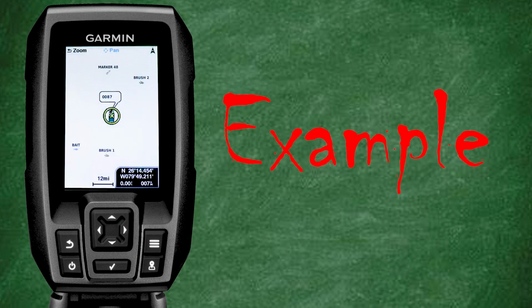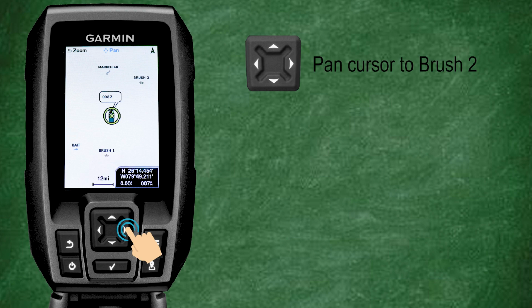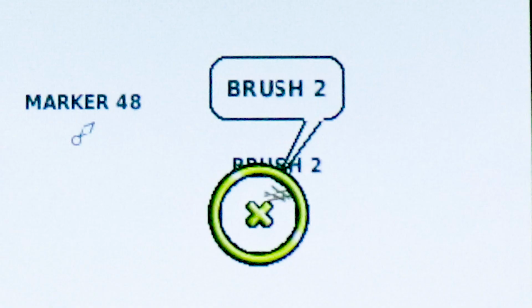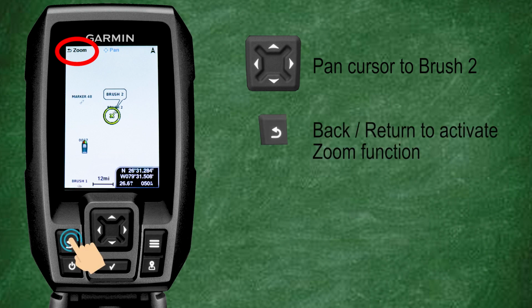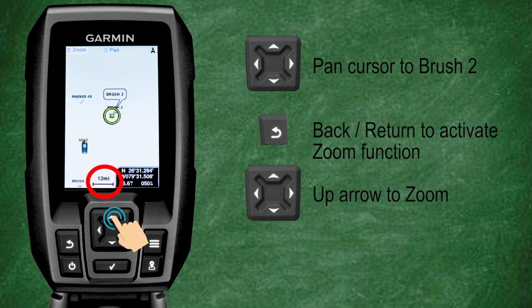Now I'm going to show you how the zoom and pan work together. Let's start by moving our cursor over to brush pile 2. And once our cursor is over brush pile 2, you'll see a notification. Now let's zoom in for a closer look at the brush pile 2 waypoint. You'll see that in order to zoom after using the pan feature, we'll need to press the back return button first. This will take us out of the pan mode, and once again we have the option to zoom in or out. We will now press the up arrow on the arrow keypad and zoom in to brush pile 2 waypoint.